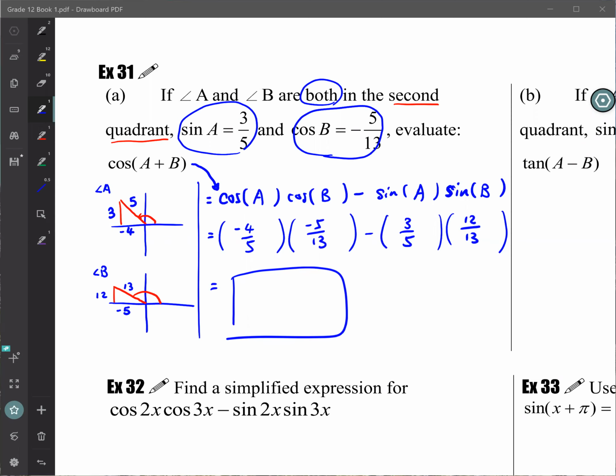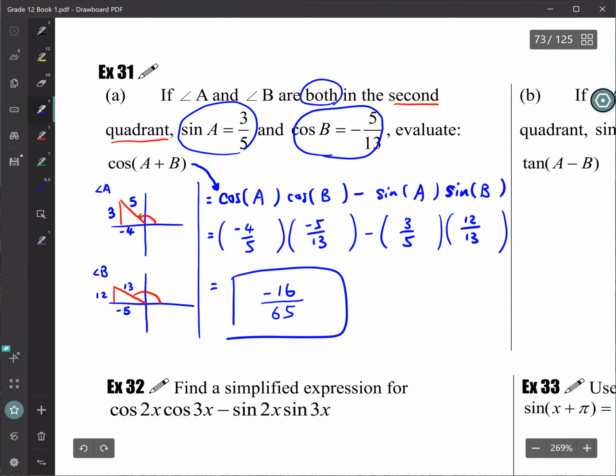So I think this one is something over 65, right? We have a denominator of 65. Cindy, what do you have? Negative 16 over 65? Yeah. Okay, how about Eric? What do you have? I have the same thing. Same thing, okay? Yeah, this one should be no problem here, right?